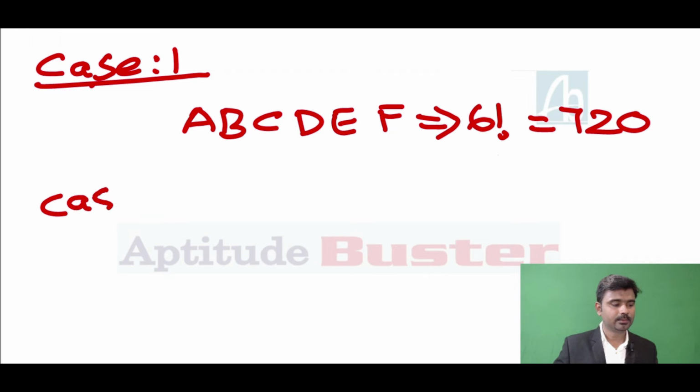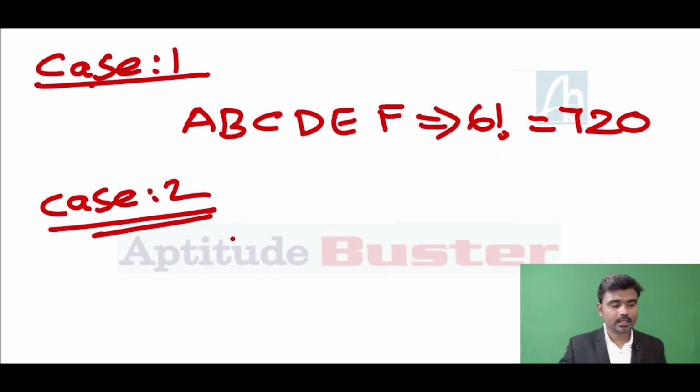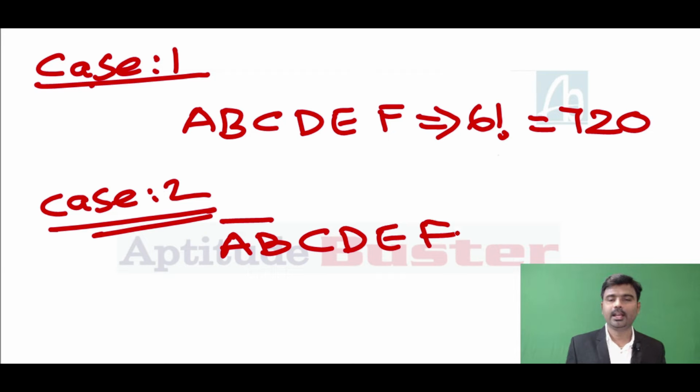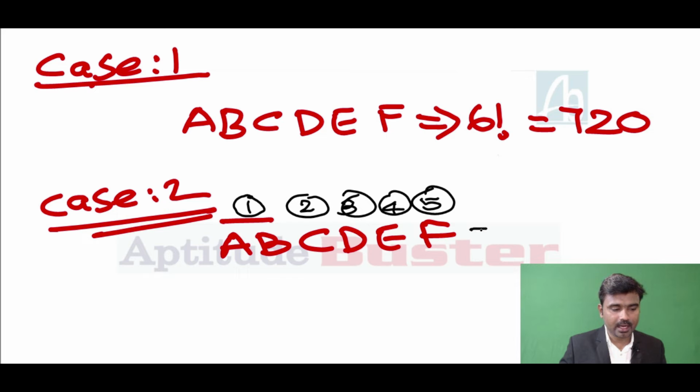Case 2. It is given A and B always together. Then remaining C, D, E, F. How many ways can these be arranged? So in this case, consider this as one unit or one letter. Once you consider this as one letter, there's a second letter, third letter, fourth letter and fifth letter. These can be arranged in 5 factorial ways, and A and B we consider as one letter, or we can consider one unit. This can be arranged 5 factorial ways into 2 factorial.